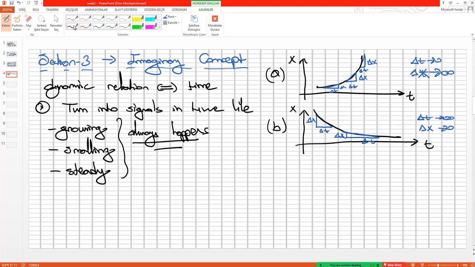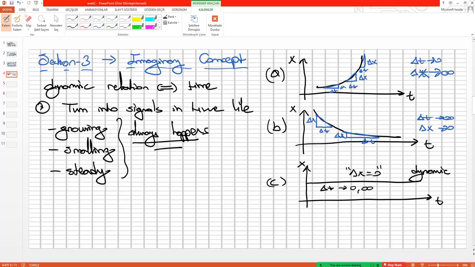Or one of the cases is T and X, maybe this one. In each case delta t may grow or not, but delta x is always 0. We have no dynamic here. These three cases can happen.